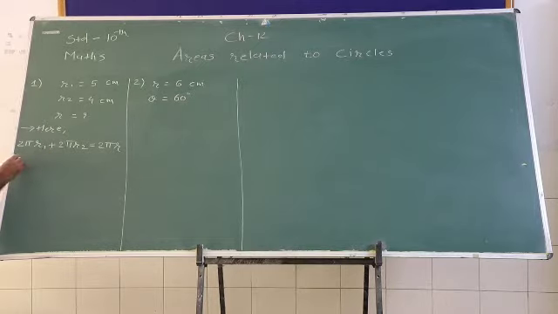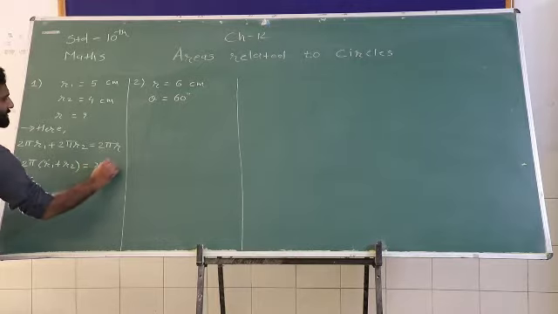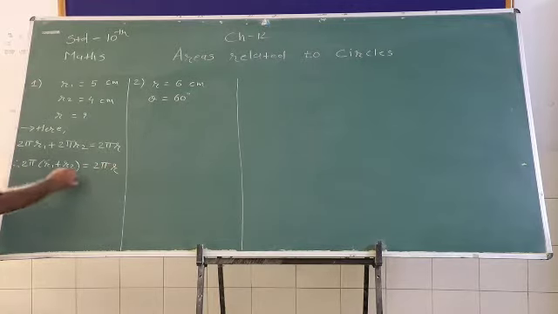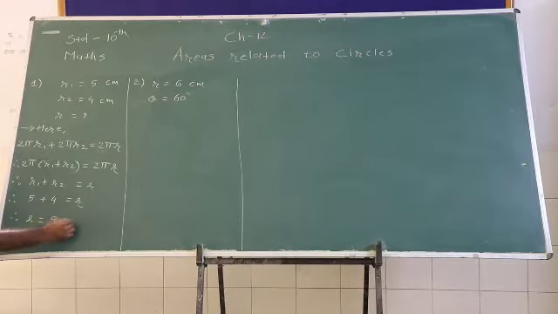Now 2 pi is common from both. So 2 pi in bracket r1 plus r2 equals 2 pi r, so 2 pi cancels out. So r1 plus r2 is equal to r. So r1 is 5, r2 is 4, equals r, that means the radius of the larger circle is 9 cm.